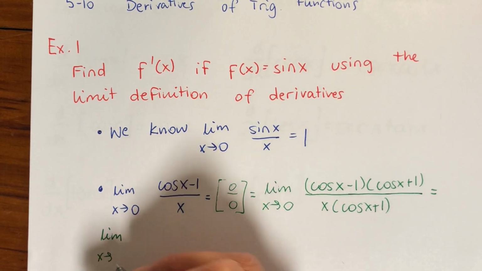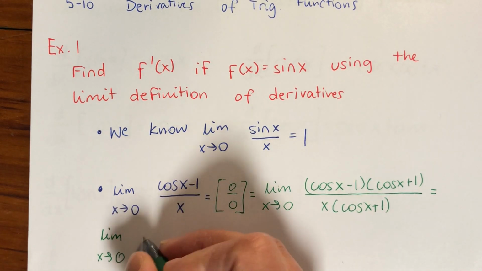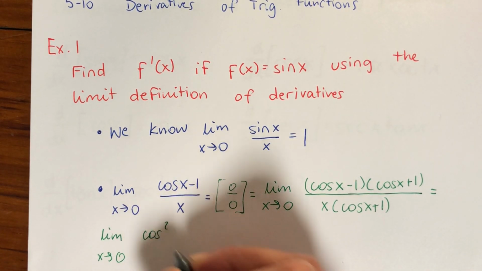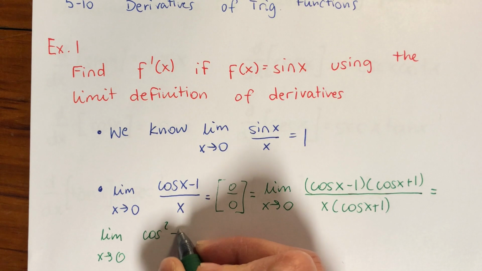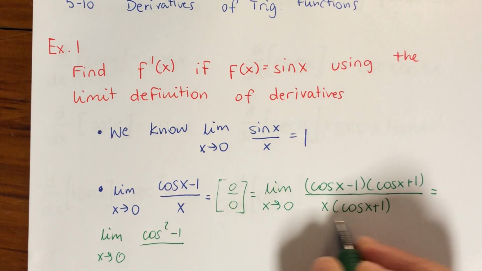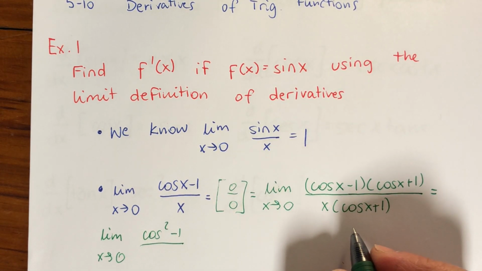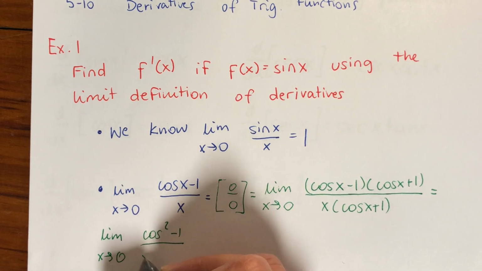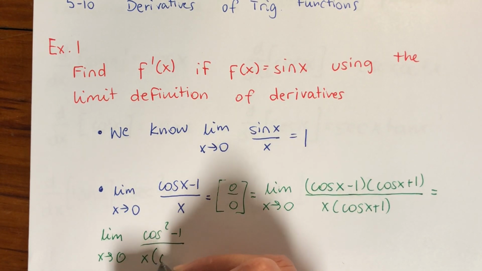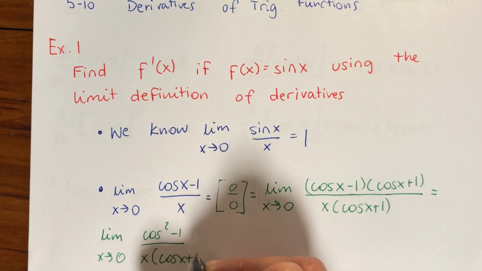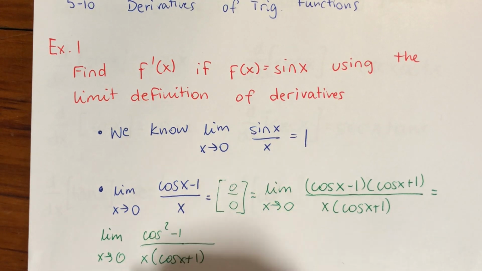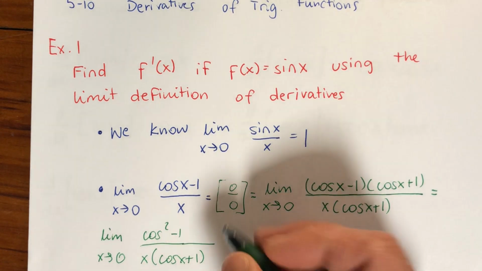So as x approaches 0, this is going to give me cosine squared minus 1. Over, I'm going to leave this alone for now, and then we will see where we are going with this expression. So I have cosine of x plus 1. This is definitely still problematic because this is division by x and x is approaching 0, so that would still give me an expression that is 0 over 0.